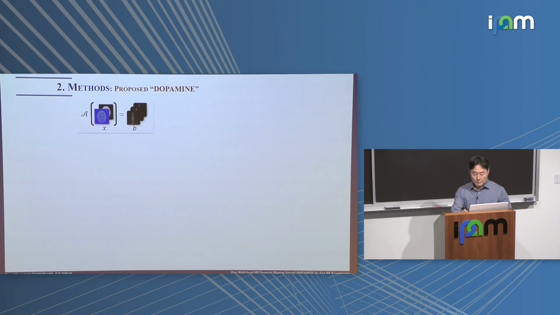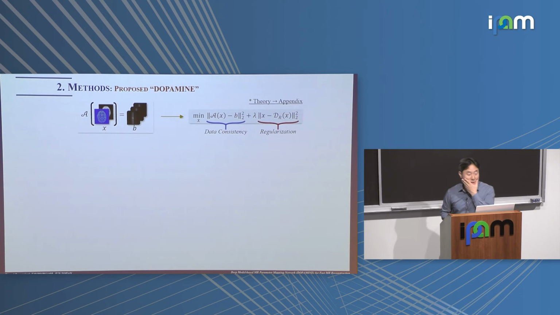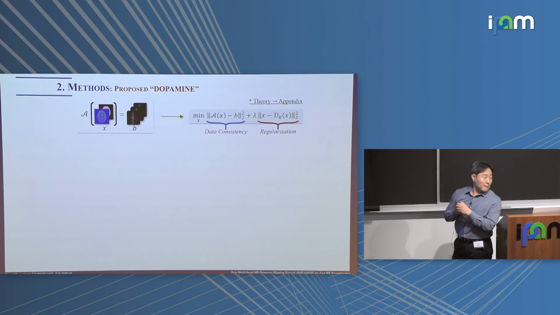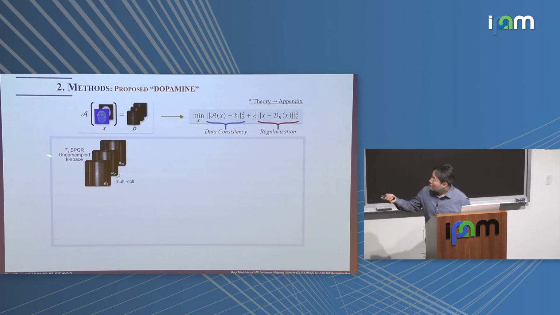If we simplify the problem, then the problem can be formulated like that. And the big picture about this reconstruction can be formulated in this way. Of course, the data consistency should be added, and the regularization terms should be used to produce the right solutions from our undersampled data.